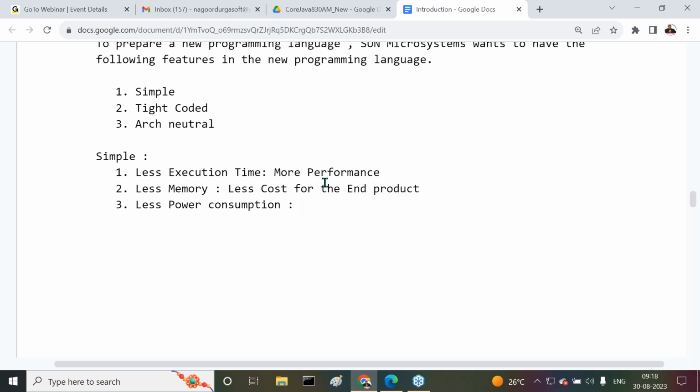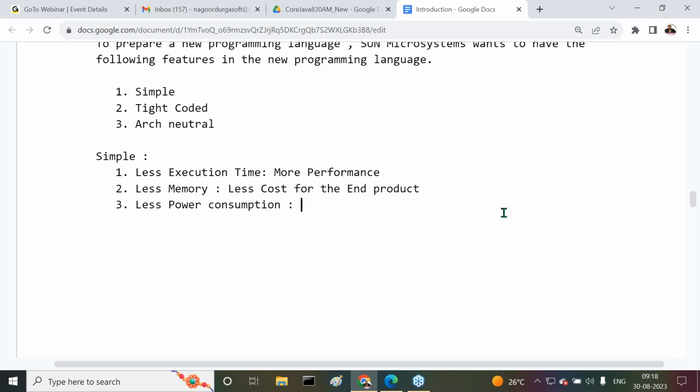Definitely, customers will think about the cost of the product. Because of that, as much as possible, the cost must be provided at a minimal level that is comfortable to the customers. To reduce the cost of the end product, we have to execute all of your software within less memory. If memory is increased, cost will be increased. If memory is reduced, cost will be reduced. That's why Sun Microsystems wants to prepare a new programming language whose applications run under less memory. Less memory, less cost for the end product. Am I forgetting my point or not?